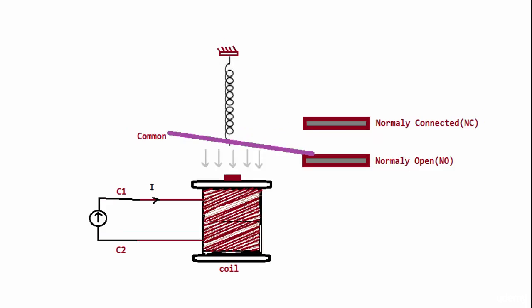But when a sufficient amount of current flows through coil, magnetic field is generated through the law of electromagnetic induction. This magnetic field attracts the common pin and it gets connected to NO pin. Hence the circuit connected in between NC and common pin get disconnected.